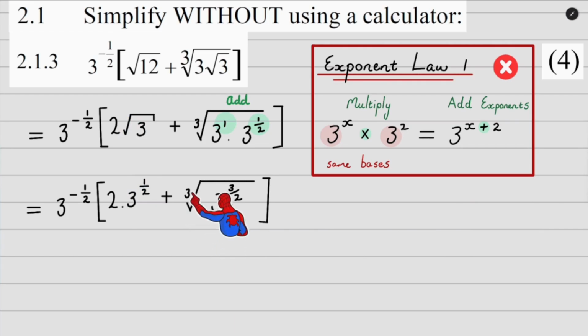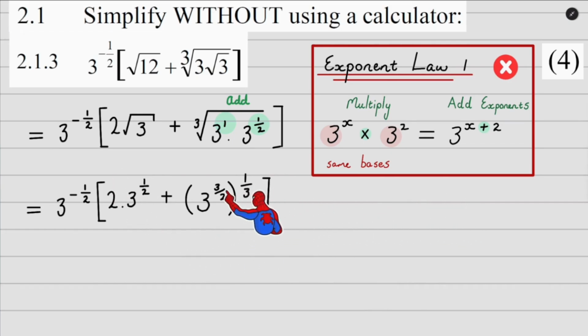And while we're here, I want to change this cube root. So how I change that is I wrap this in a bracket, and then I change it to the power of 1 over 3, just like this. And now we are starting to get somewhere. Now there are no more surds. What a dream. Okay, so let's simplify what's on the inside of the bracket first.